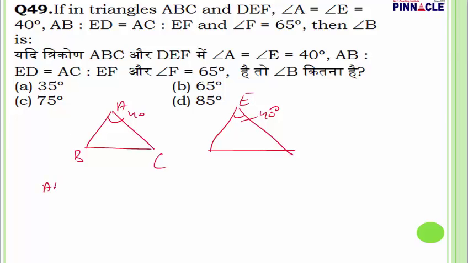AB divided by ED is equal to AC divided by EF. So you write here AB corresponds to ED, and AC corresponds to EF. Here this is F, and we have been given F is equal to 65. So we have to find the value of B. So B would be equal to 180 minus 40, that is 140 minus 65, which should be 75, because this is 65. Answer is C.